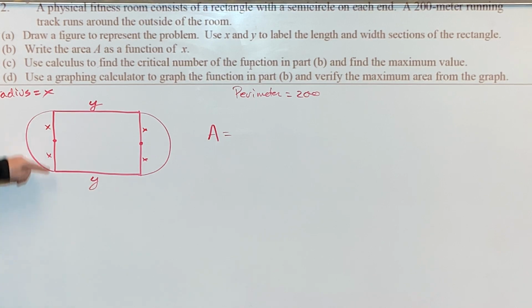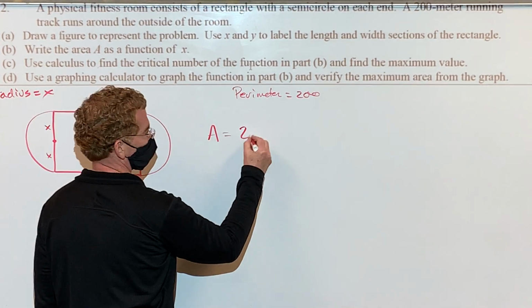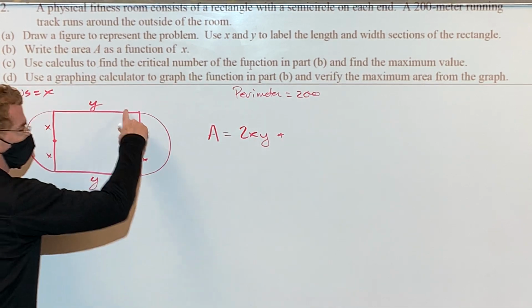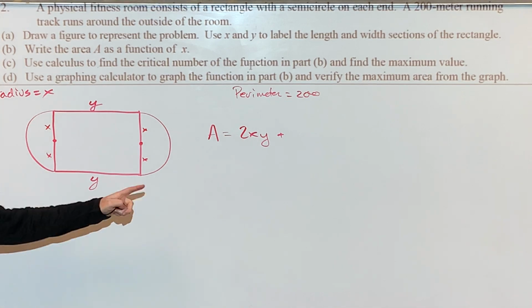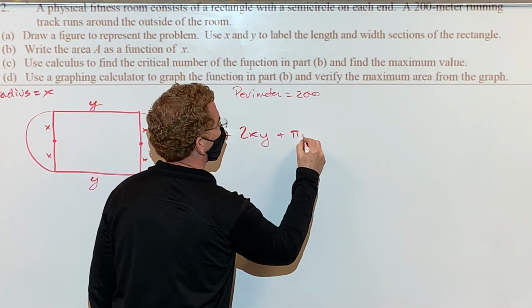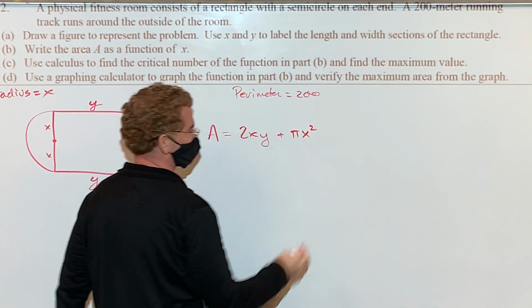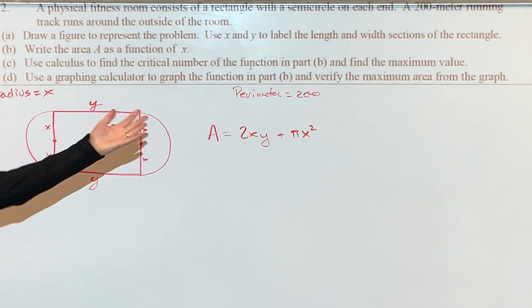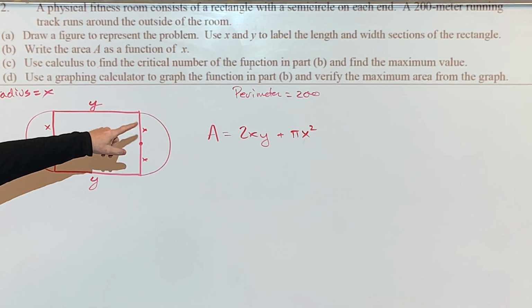2xy plus pi x squared. 2x times y gives me the area of the rectangle part. And then the area of the circle part would be pi r squared, since there were 2 halves. Pi r squared. And radius was x, so pi x squared. But I still got a y in there, right? So I certainly want to get rid of that.